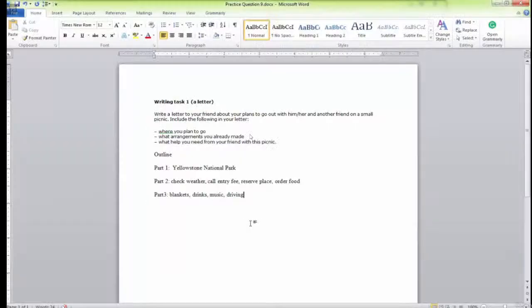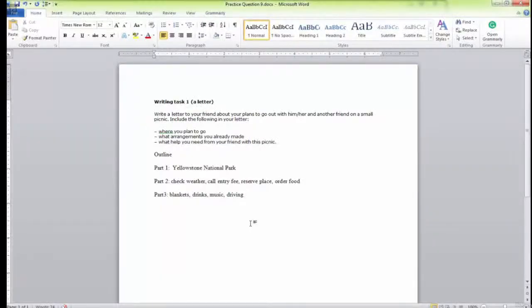All right, so there we have an outline. An outline needs to be done in less than a minute. You're going to be handwriting, but you should be able to get it done in less than a minute. You definitely can get it done in less than a minute if you're really practicing. All right, so this is a letter to your friend about your plans to go out with him or her and another friend on a small picnic. All right, so it's a letter to my friend.